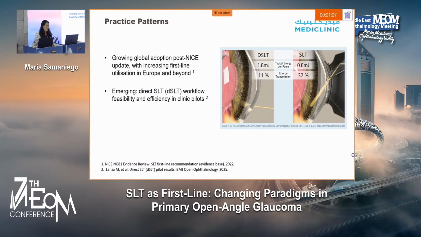Since it became very popular and has become the first line of treatment, there are some other techniques that are emerging, like direct SLT. As you can see in the picture, the main difference is that we don't have to use the lens. We don't have to use contact with the patient. We just need to apply the speculum in the eye, and it delivers higher energy to the eye, but the amount of energy that is transmitted to the tissue is actually lower.